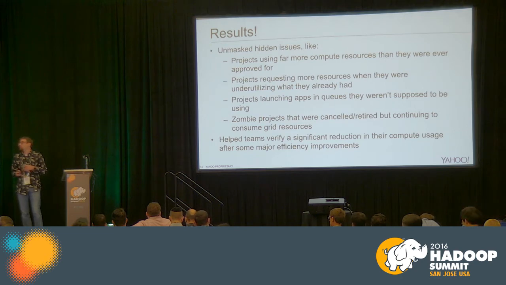We also saw the flip side of that, which was projects requesting more resources when they were actually underutilizing what they already had. You can imagine this comes about from someone who did an estimate of what they needed, they onboarded, and sometime down the road they know that, well, my inputs are going to double or triple in size, so I'll just ask for double or triple what I originally asked for. With this, we could go back and say, actually, you don't need all that, and maybe your current quota can actually accommodate that future growth you see.